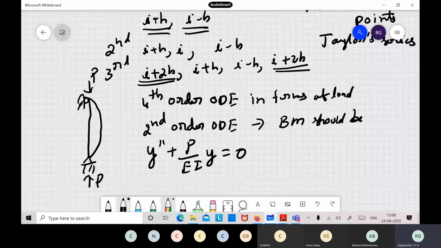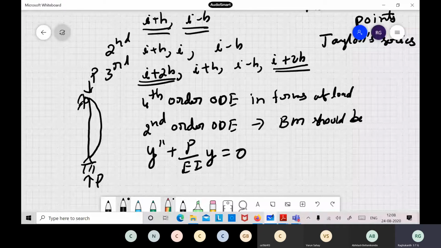So you have to use something like imaginary points, and then solve. Second order is very easy because you should know only the information at i plus h and i minus h. That is the main advantage. So now we start with second order. I will also show for fourth order what the difficulty involved there is.